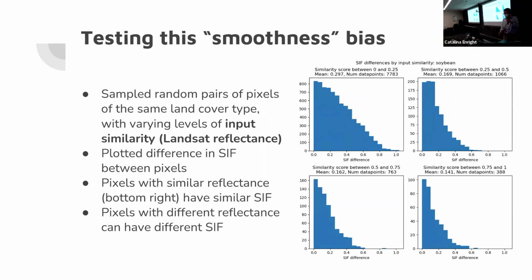Yeah, so I won't go into this. Basically, these plots show that this assumption that similar reflectance is often correlated with similar SIF holds.